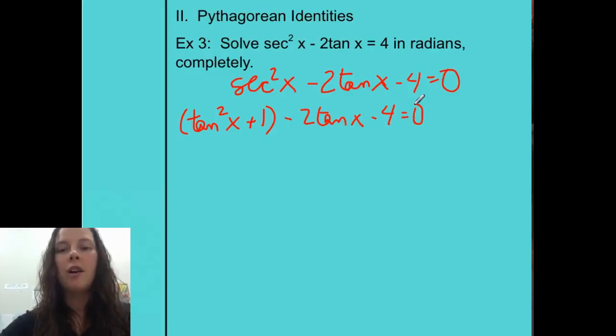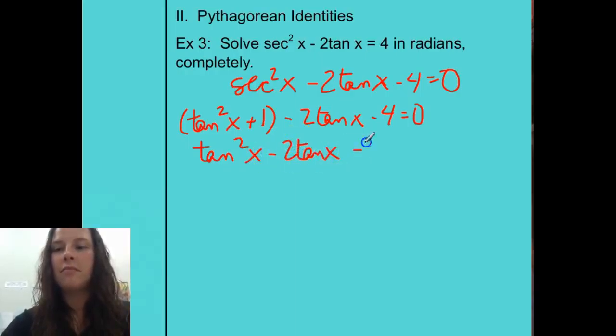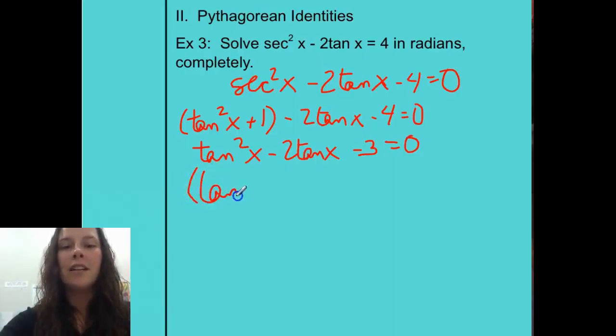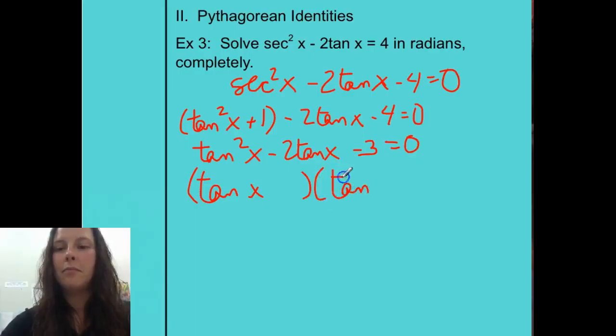Combining like terms, we can drop those parentheses and combine the 1 with the negative 4. And then we can set up our t-chart. What multiplies to negative 3 and adds to negative 2? We would be multiplying negative 3 and positive 1, and those would also add to negative 2.